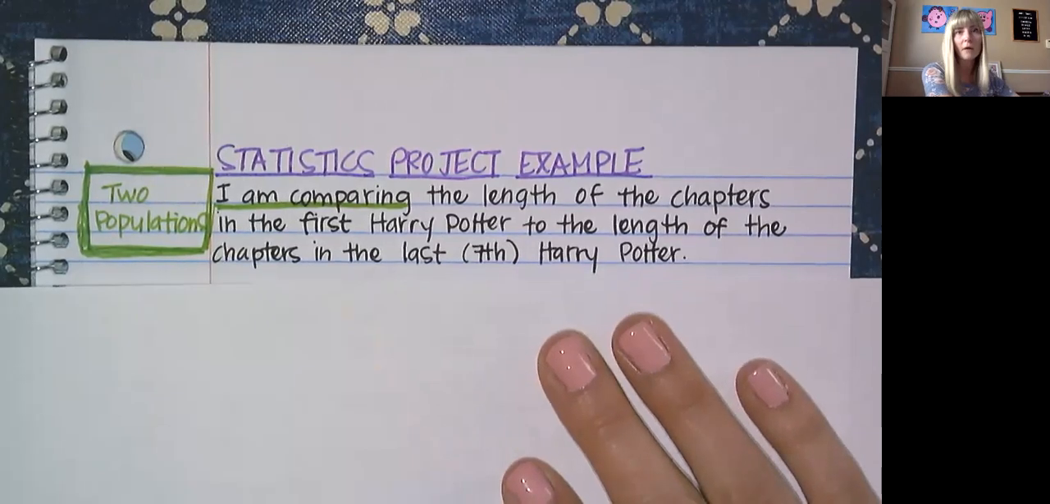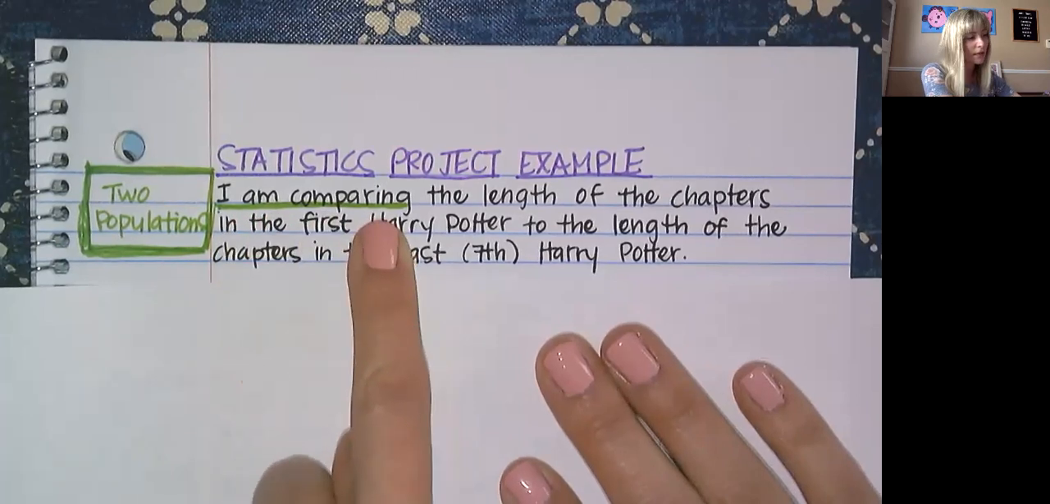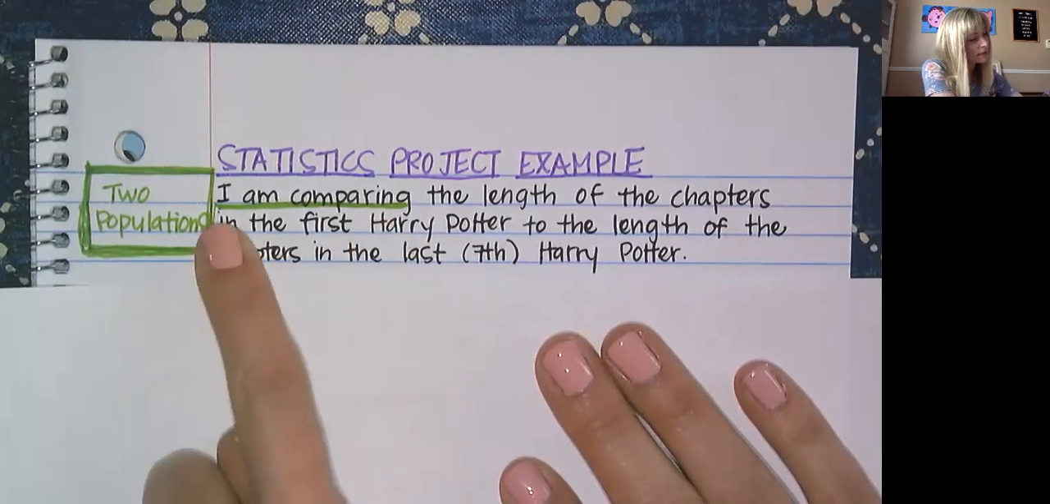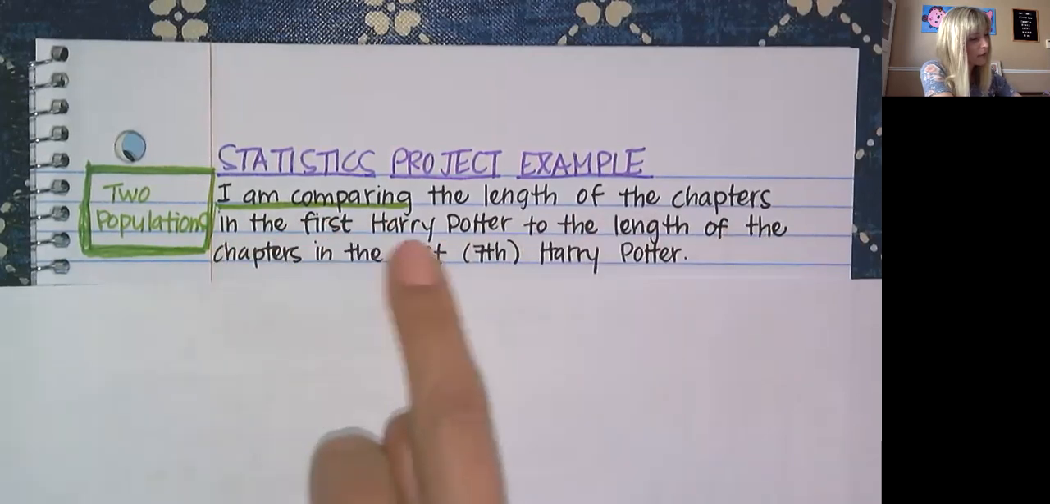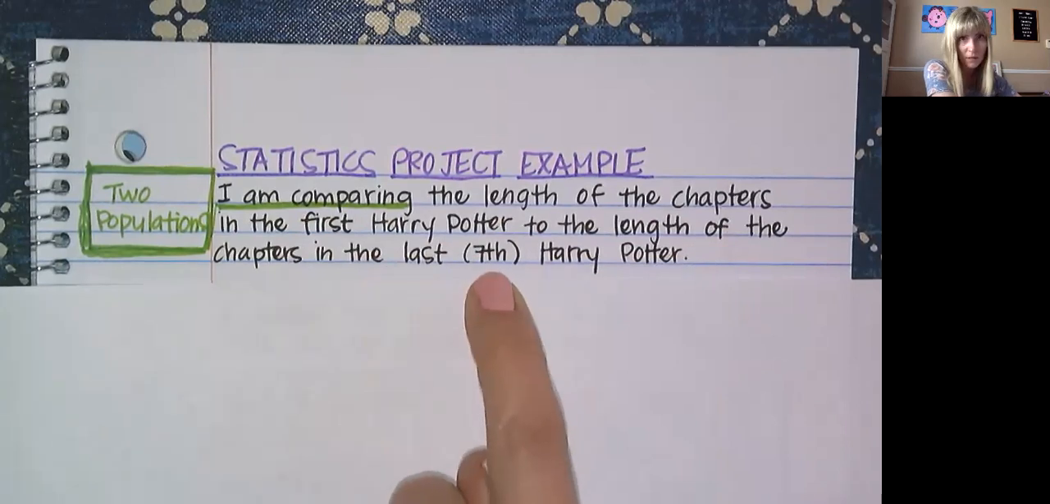And as I just told you, I was curious about the first versus the last Harry Potter book. So I wrote a sentence here that starts with these 3 words, and I underlined it in green because your first sentence needs to also start with these 3 words. So my sentence says, I am comparing the length of the chapters in the first Harry Potter to the length of the chapters in the last or 7th Harry Potter.